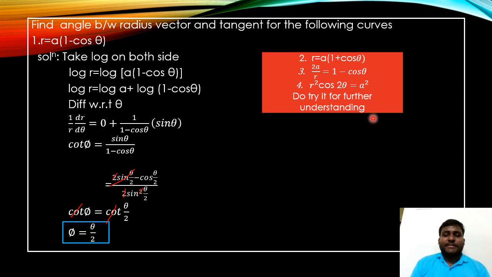Here are some related sums. Go through them and solve so that you can be better at solving polar curves, and it will help in solving further equations, where r is equal to a of 1 plus cos theta, and 2a by r is equal to 1 minus cos theta, and r square cos 2 theta is equal to a square.